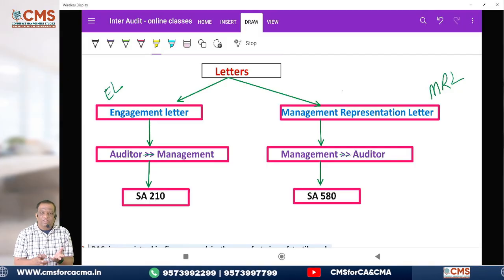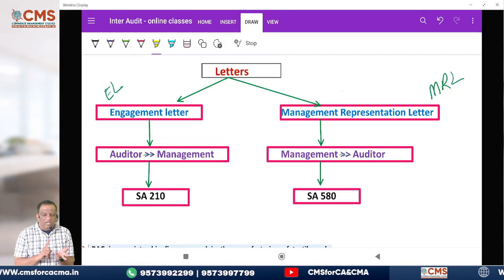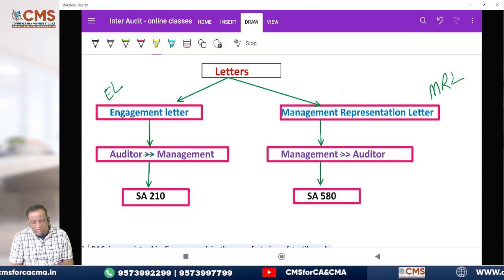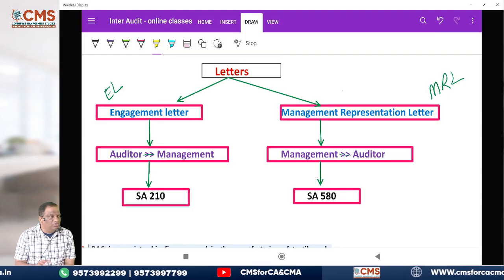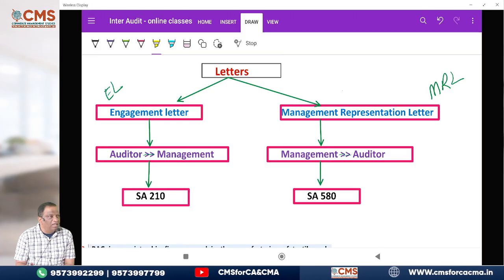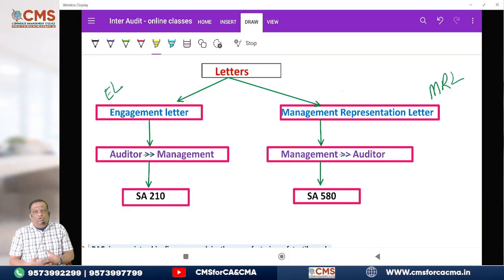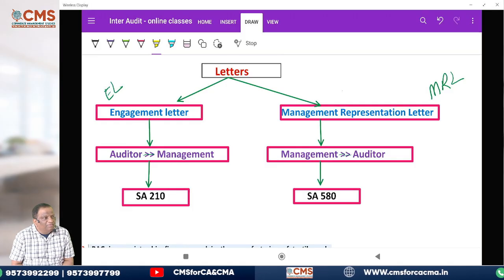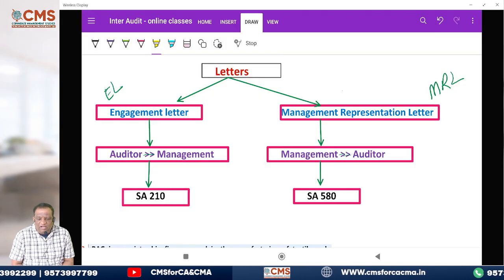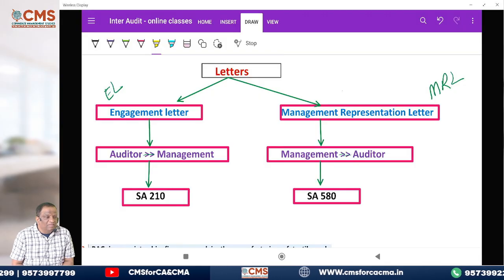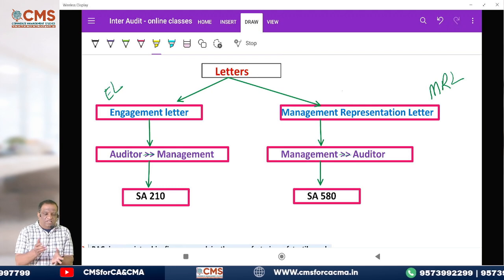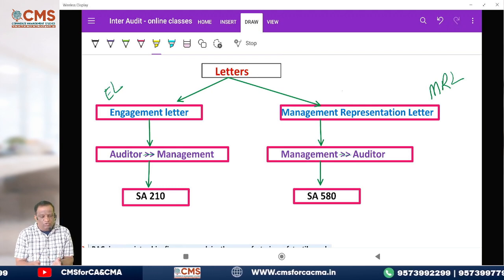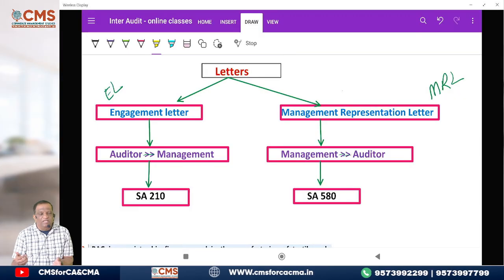So, that's why there are two letters that are issued. One is the engagement letter, the second one is the management representation letter. In abbreviated form, the first one is called EL and the second one is called MRL. Now you tell me, who will issue this engagement letter to whom? Auditor to the management. And the management representation letter? Management to the auditor. And what are the standards that deal with that? The engagement letter is dealt with by SA 210 and MRL is dealt with by SA 580.